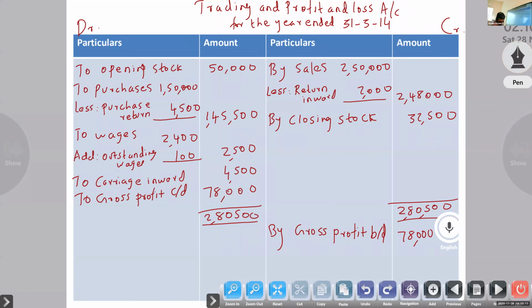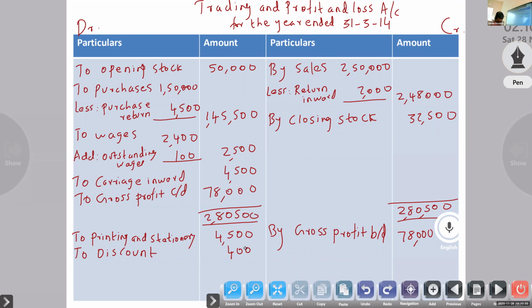Debit side. Salary is there, salary no. So we'll start with printing and stationery. To printing and stationery, no adjustment, 4,500. Next discount, no adjustment to discount. To discount 400. So if any amount is wrong, you have to tell. Next bad debt we will write last.